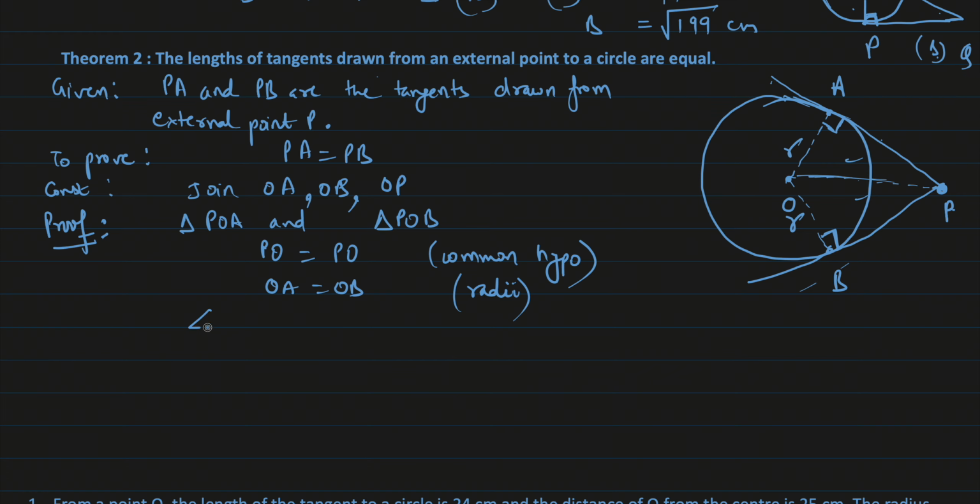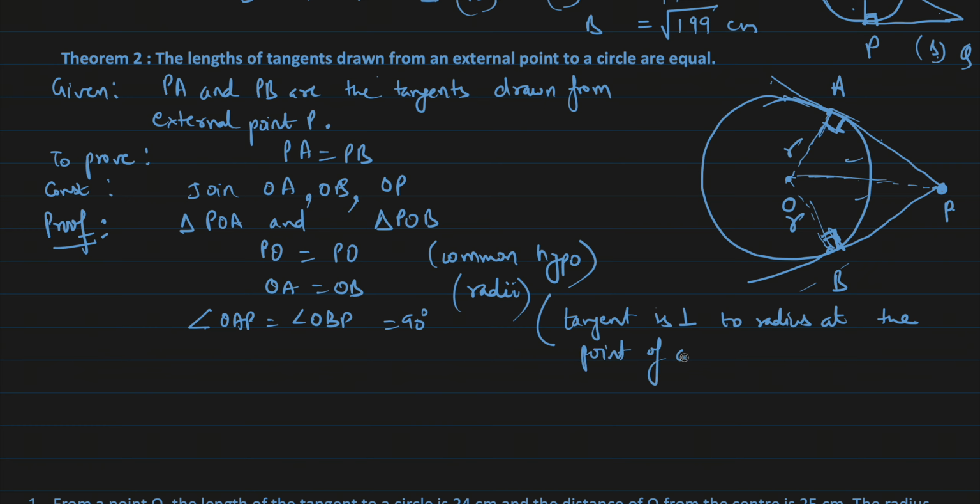So angle OAP equals angle OBP. This angle is equal to this angle, both are 90 degrees. The reason for that, you'll write, is that the tangent is perpendicular to the radius at the point of contact. So by which congruency rule can I say that the triangles are congruent?